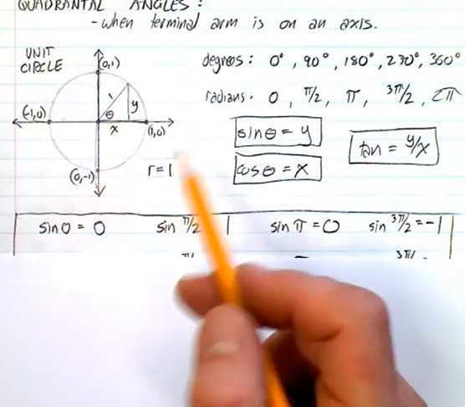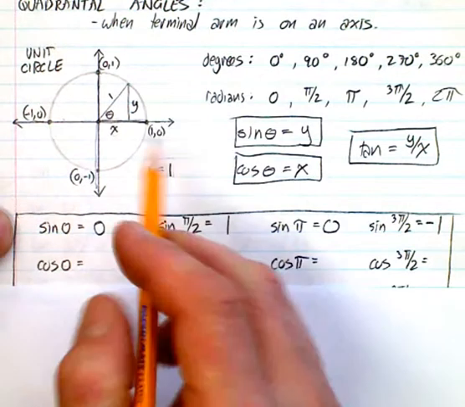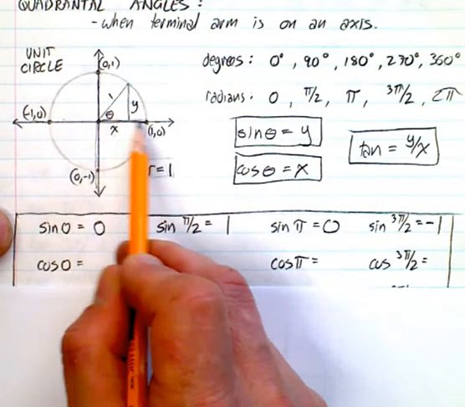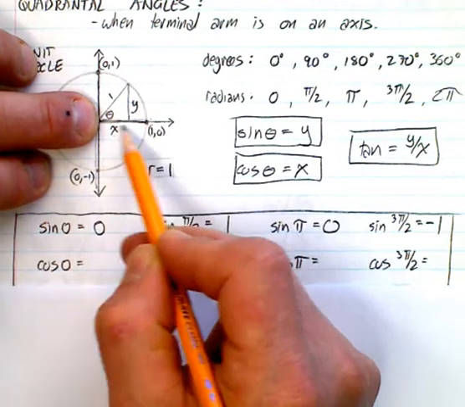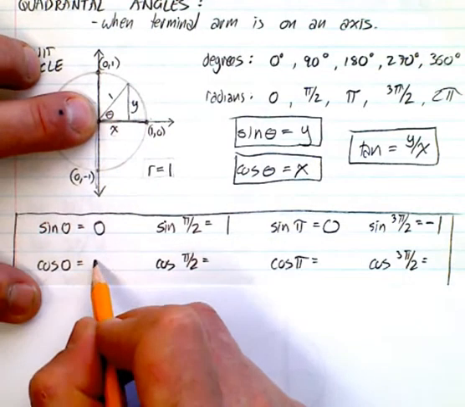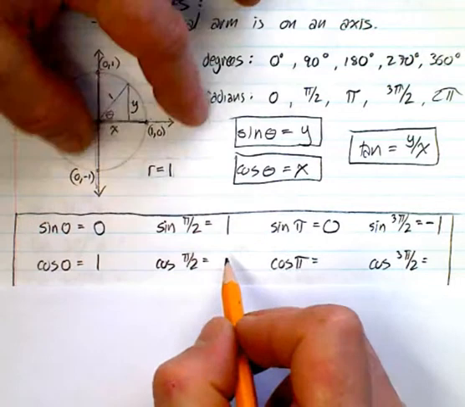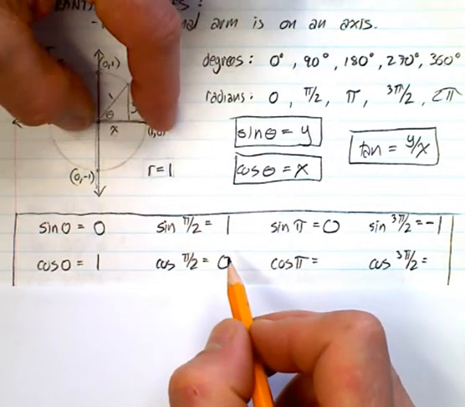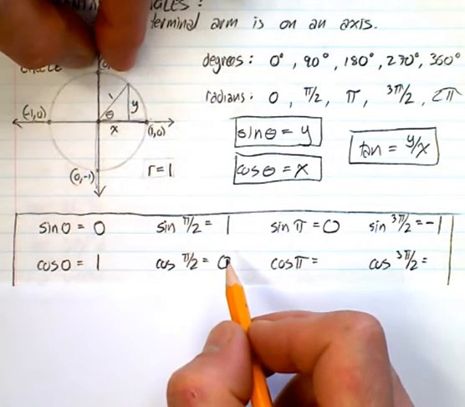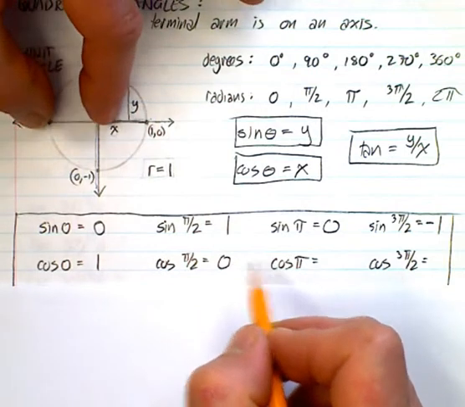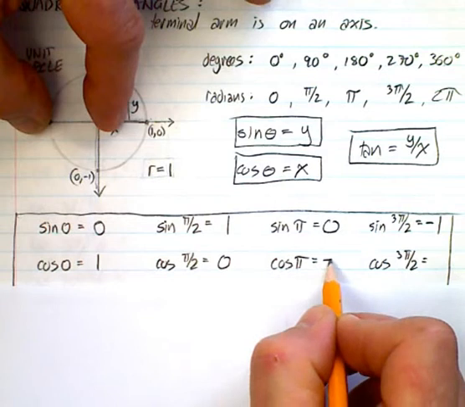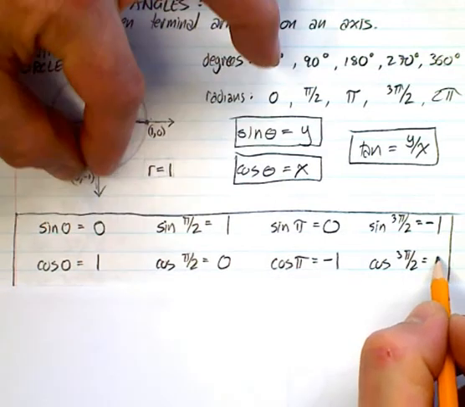Now we look at the cos function. Cos 0. Well, we can see that the x value here is 1. The x is 1, the y is 0. So cos 0 would be 1. Then it goes to 0, as the x value gets smaller and smaller, it becomes 0 up here, and then it gets bigger in the negative direction. As you come around to this side, it becomes negative 1, and then it goes back up to 0.